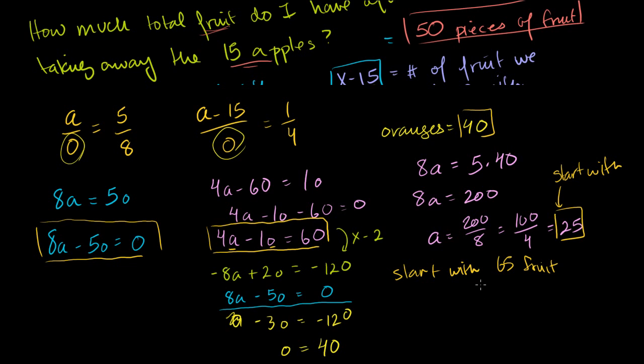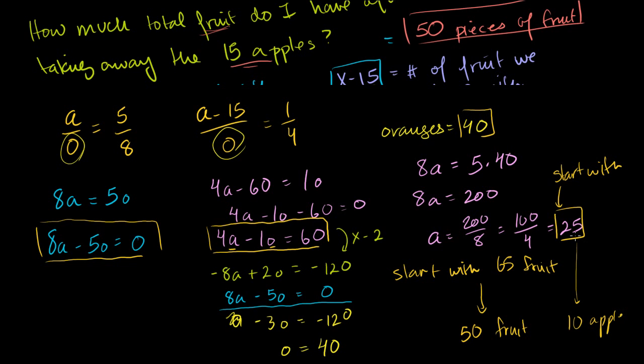Then if you were to remove 15 fruit, you will end up with 50 fruit, which is the exact same answer we got the other way of doing this problem. And it's nice to see it done two ways. If you want to know the number of apples we end up with, we started with 25 apples. If you were to take 15 away from them, you're going to get 10 apples.